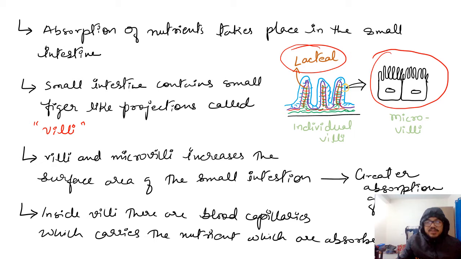The function of the microvilli is that they greatly increase the surface area of the small intestine. If the surface area is increased, there will be more absorption. Because of the presence of villi and microvilli, the absorption rate in the small intestine is much higher than in the stomach and the large intestine. So the maximum nutrients in the food will be absorbed from the small intestine into the blood circulation.